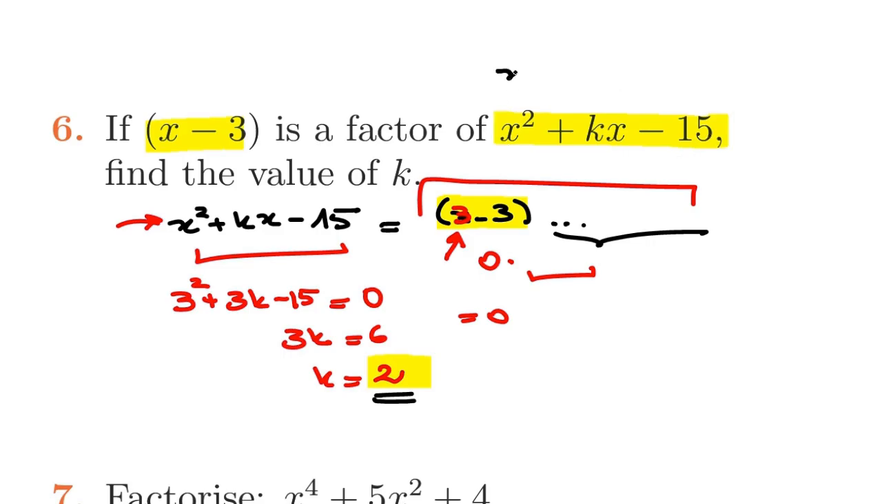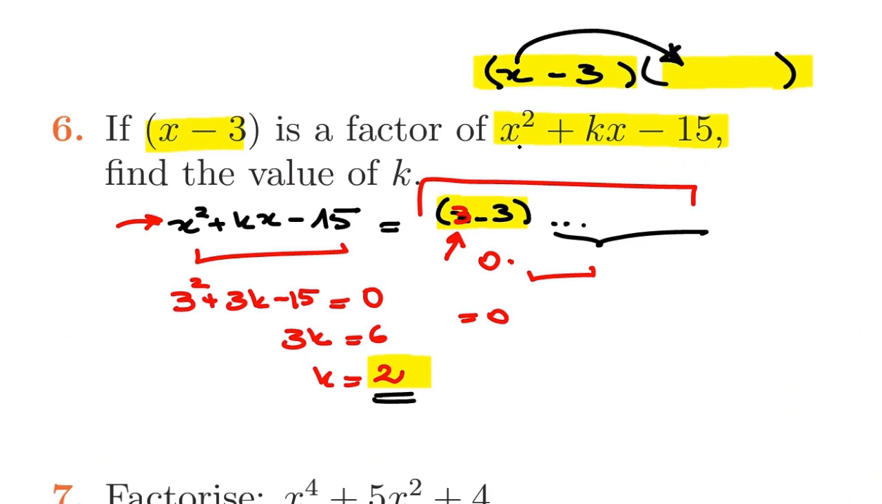If it says that when we factor this, x minus 3 is a factor, then it must be x minus 3. We can guess what the rest should be. What do we need to multiply x by to get x squared? What do we need to multiply this minus 3 by to get minus 15? So we should write plus 5 here, right? When you multiply x by 5, you get 5x.